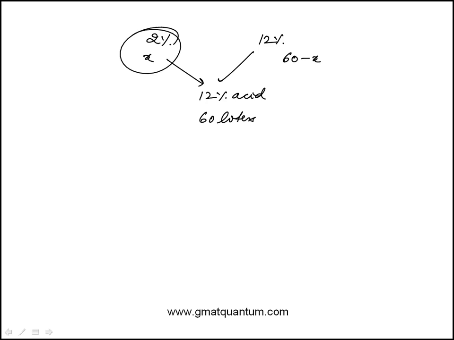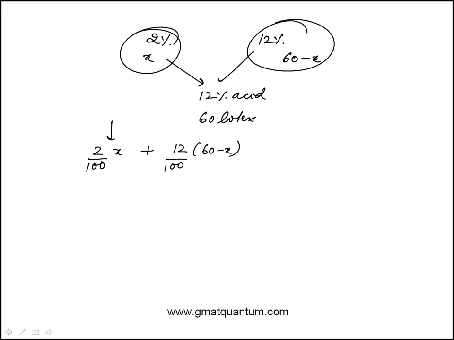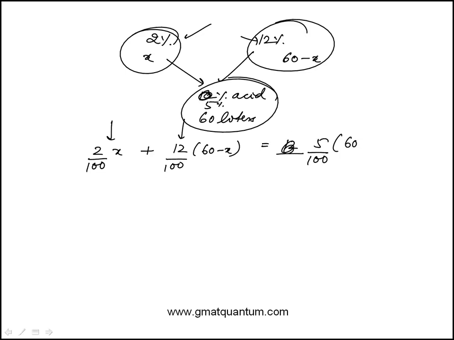So the amount of acid here would be 2 over 100 times x. The amount of acid here would be 12 over 100 times 60 minus x. And the total amount of acid that's in these two solutions has to match up with what's here, which would be, actually, I made a mistake. This is 5% acid. That needs to be 5 over 100 times 60.